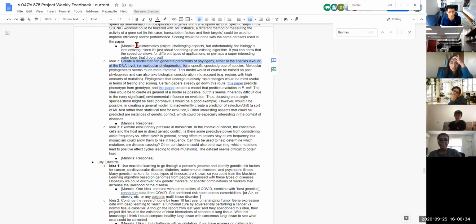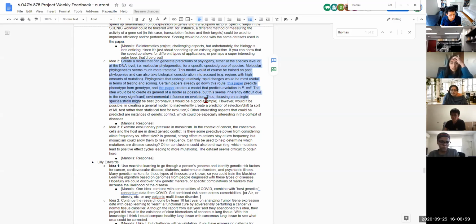For specific species, group of species, molecular, trained on past phylogenies, biological configuration, undergo rapid changes, most useful to testing and scoring. Certain papers already go into this route. This paper predicts phenotype from genotype. This paper creates a model that predicts evolution in E. coli. The idea would be to create a general model, but this seems inherently difficult.